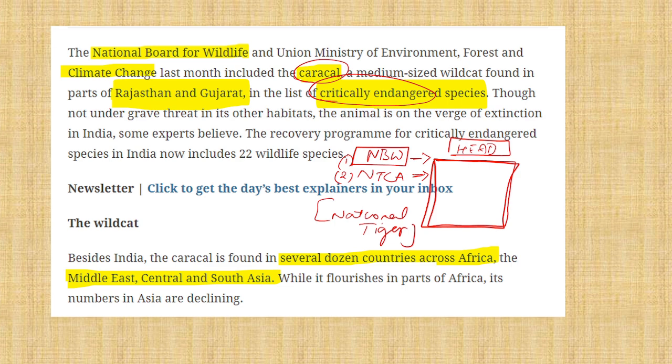So what you have to know is that immediately you should know whether Caracal is present in any other place. Yes, across Africa, not only in India. Only in India is the Asiatic lion. No one-horned rhinoceros or no Caracal. Caracal also flourishes in other parts of the world as well.